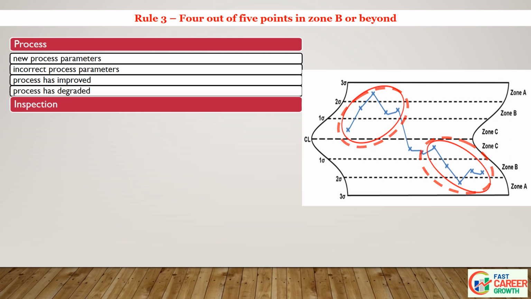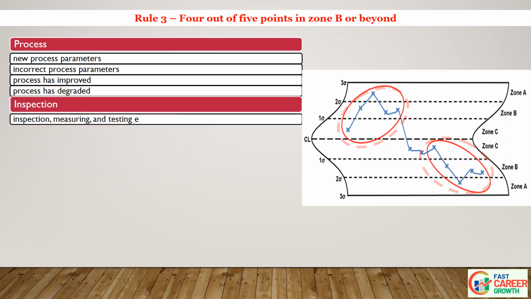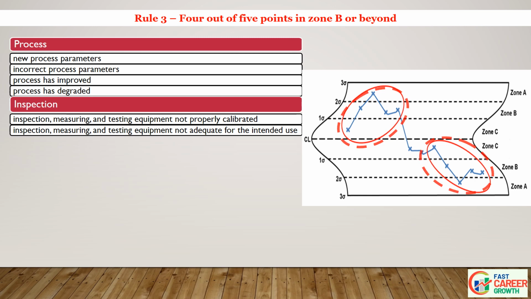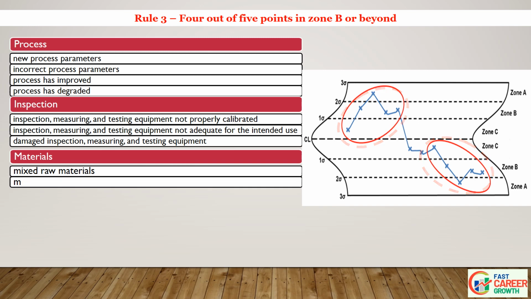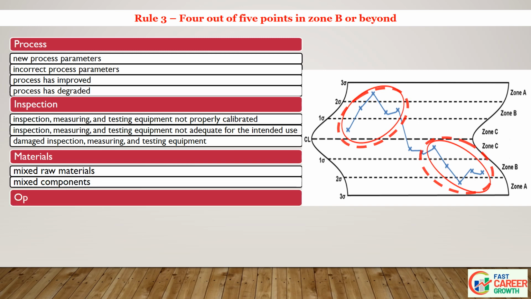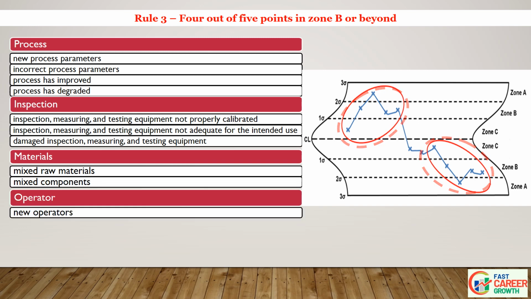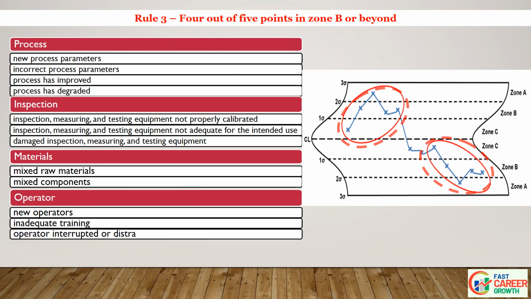Inspection. Inspection, measuring, and testing equipment not properly calibrated. Inspection, measuring, and testing equipment not adequate for the intended use. Damaged inspection, measuring, and testing equipment. Materials. Mixed raw materials. Mixed components. Operator. New operators. Inadequate training. Operator interrupted or distracted. Shift change.